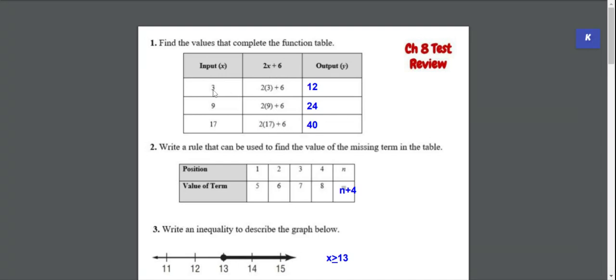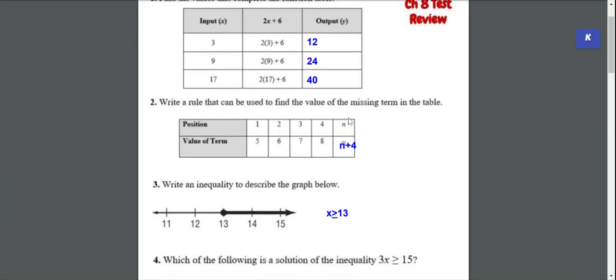If you had to do this on your own, notice that each of these numbers is what was in the input column. The only thing that changed in this entire column was that X value for each of the lines. The 2 was the same, the multiply was the same, the add was the same, the 6 was the same. We only changed the 3, the 9, and the 17.